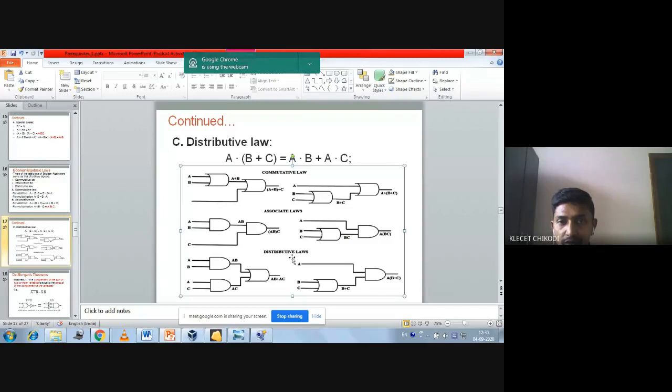Similarly, the distributive law, you can see here. They have implemented the A into B plus A into C part here. For implementing A into B, we need an AND gate. Again, implementing A into C, we need an AND gate. And to implement this whole function, we need an OR gate here.